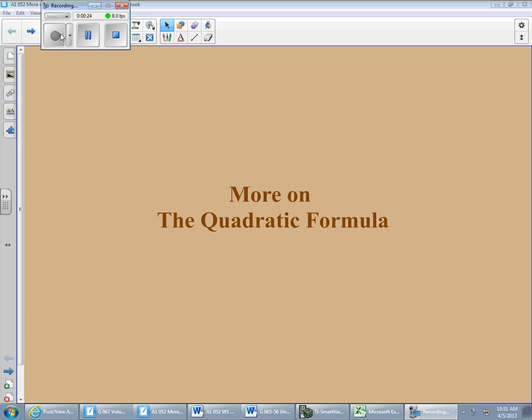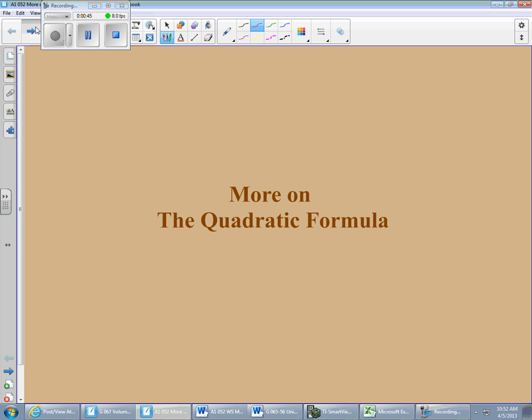So I figured it's probably a good idea for us to take a look at a few more problems, remind ourselves how this formula works, what kind of answers we can expect to get from the formula, and so forth. Okay, so we're going to have another look at the quadratic formula. I'll work a few problems with you, hopefully get your brain going in this direction, and then you'll have an assignment to practice these problems.